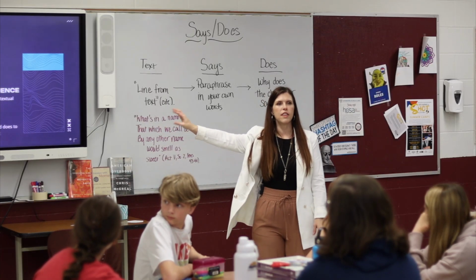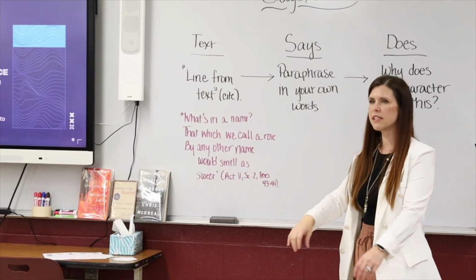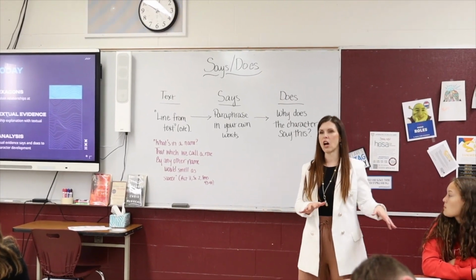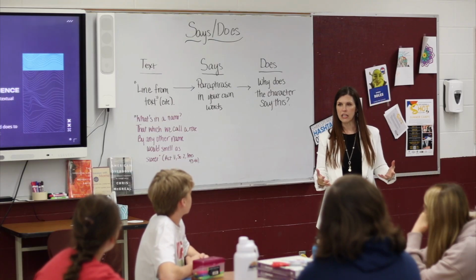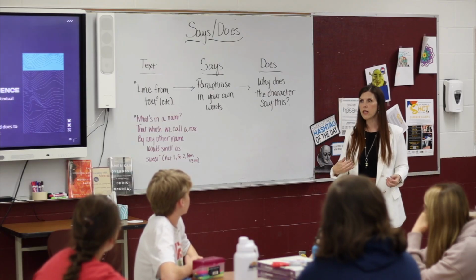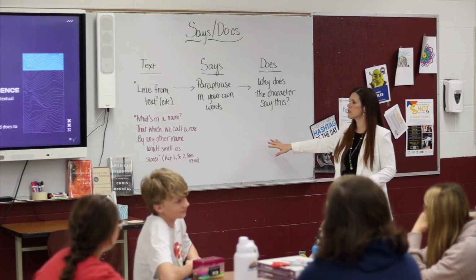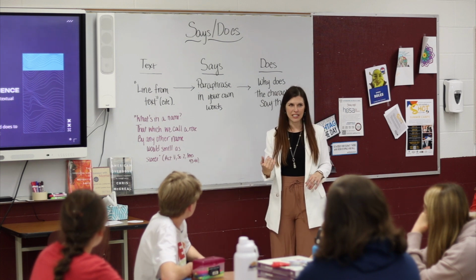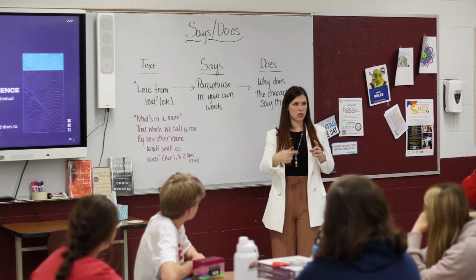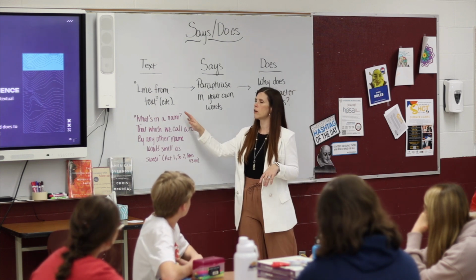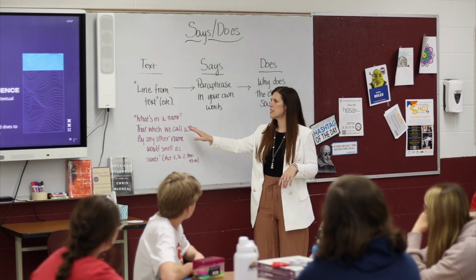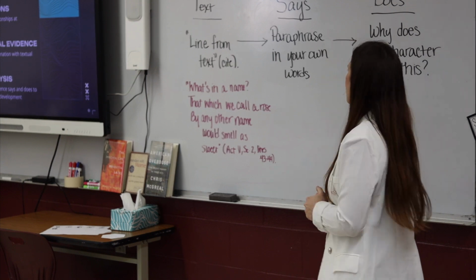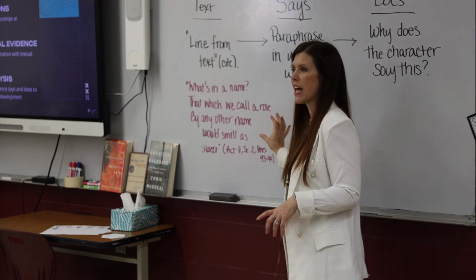Then you're going to do this strategy that we're going to practice right now. This is called the says does. And this goes back to the language that Mia was talking about, being a little bit tricky, a little bit more formal than what we are used to, right? Okay, so here's an example. If you were talking about names and identity and connecting that to Romeo, you might pull out this piece of textual evidence that says, what's in a name? That which we call a rose by any other name would smell as sweet. Okay, so that's what we're citing.